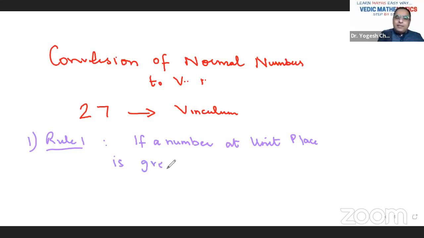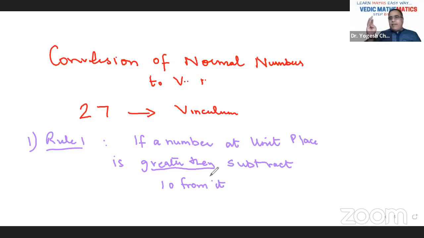If a number at unit place is greater than 5, see, when I'm saying greater than 5, you have to be very careful with the words. If it is greater than 5, that means it should be more than 5, not even 5. Then subtract 10 from it. Now, what would be the number? If it is greater than 5, that means it should be 6, 7, 8, or 9. Only 4 options are there.